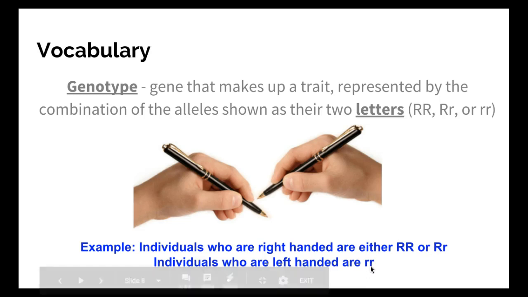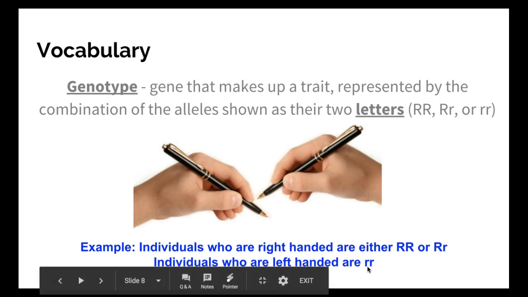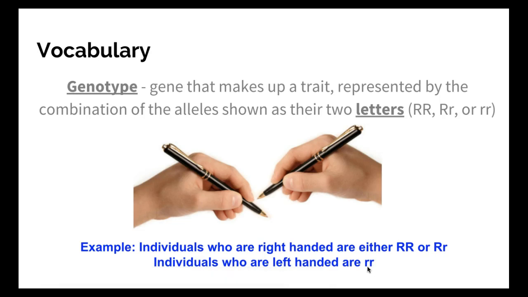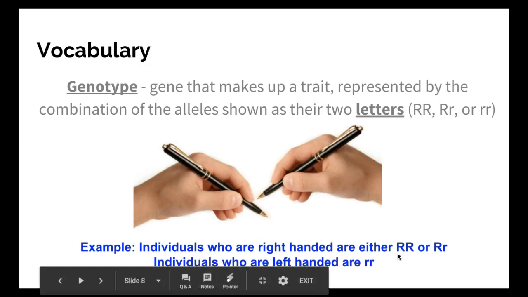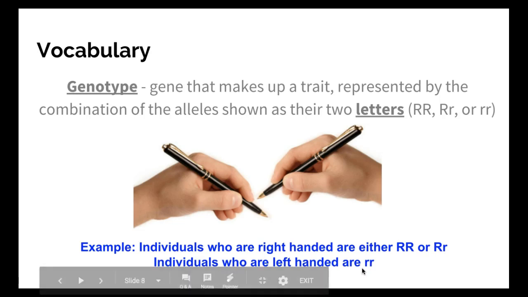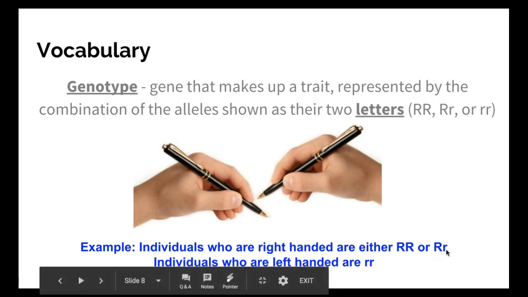Now, my dad is left-handed, so he's little r, little r. My mom is right-handed, and all of me and my siblings are right-handed. So we would either be big R, big R or big R, little r. But because my dad is left-handed, he would only be able to give off little r's. So I know that my genotype is big R, little r. It wouldn't be big R, big R because I would have to get a big R from my dad, and he has no big R's to give off.